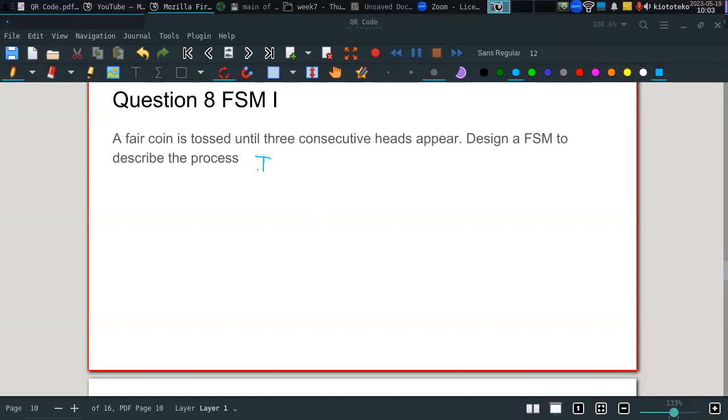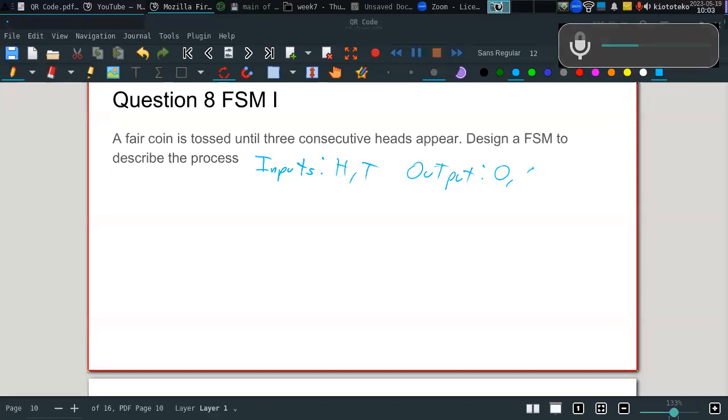So our inputs are whether the coin was heads or tails, no? Heads or tails. And the output should be 0 when this has not happened, and 1 when 3 consecutive heads appear, no? So that's the 2 outputs we want. So the question is, if we were to design this finite state machine, how many states would we need?